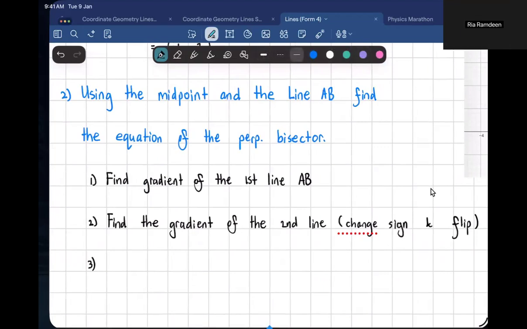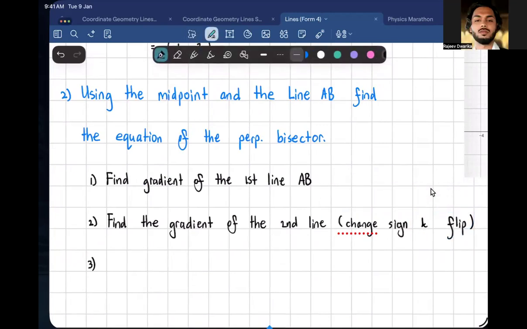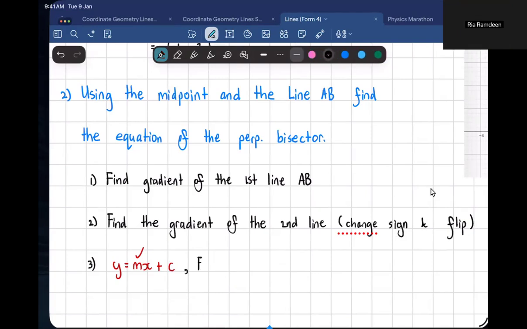Finding the equation. Right. So let me map this out, right, Ria? By this point, I should have the gradient of the perpendicular bisector. So if I were to write it in the form y is equal to mx plus c, what would I have so far? The gradient. So what would I need to find next? The intercept. Yes, I would need to find c. So the next step would be find for c.